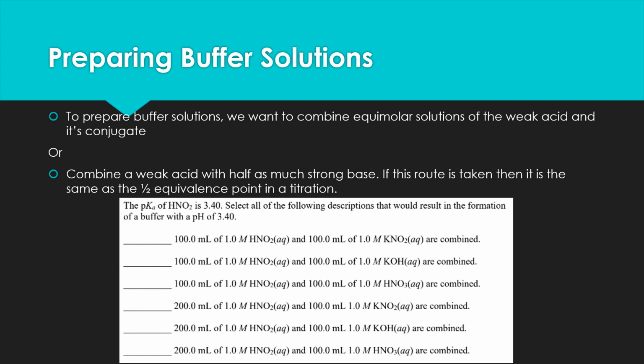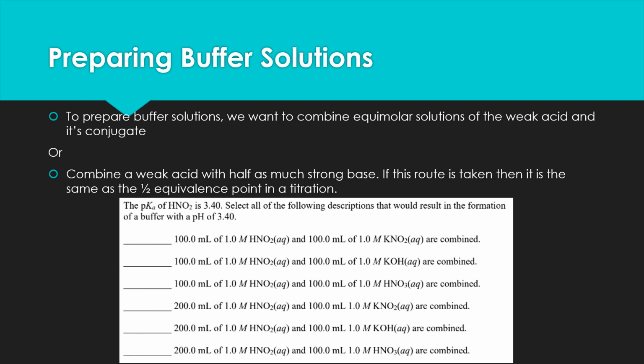But the other option is we can think about a titration and think about making that half equivalence point. So we can combine a weak acid with half as much strong base. If this route is taken, then it's the same as the half equivalence point in a titration. So basically you're titrating half of your weak acid, and then you have half of it left over, and you've converted the other half into its conjugate base. So you get to the same endpoint, but it's a little bit different route.